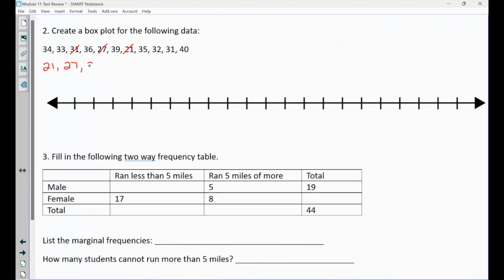We've got 31, 31, 32, 33, 34, 35, 36, 39, and 40. Alright, so now I need to split my data in half. 1, 2, 1, 2, 1, 2, 1, 2, 1, 1. Okay, so my median is 33.